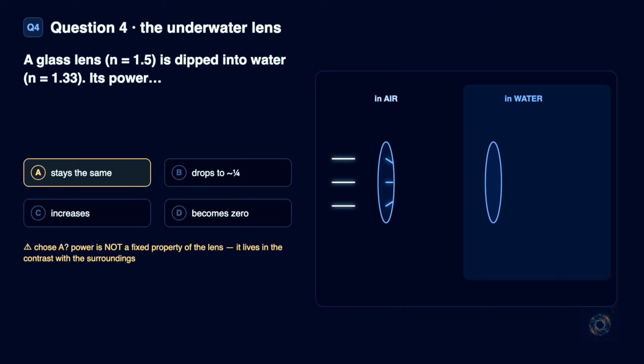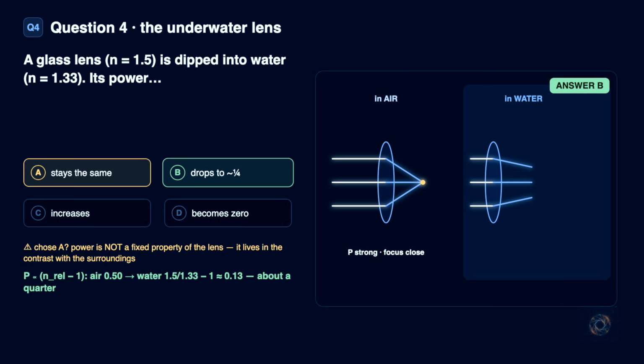If you chose A, that feels safe. Surely power belongs to the lens. But the lens maker's formula says power lives in the contrast between the lens and its surroundings. In air, n minus 1 is 0.5. In water, the relative index is 1.5 over 1.33, barely 0.13, so the answer is B. The power collapses to about a quarter. And if the water matched the glass exactly, the lens would simply disappear.